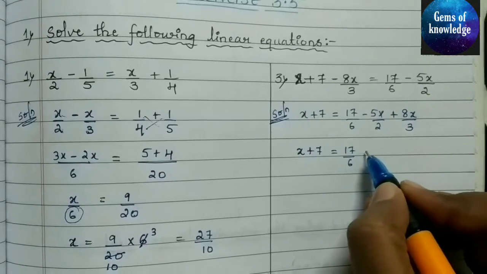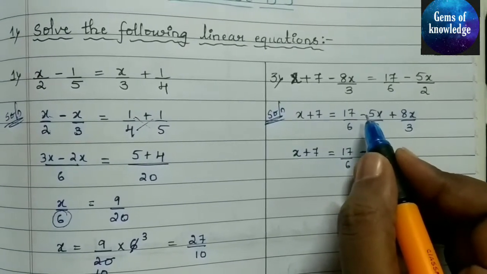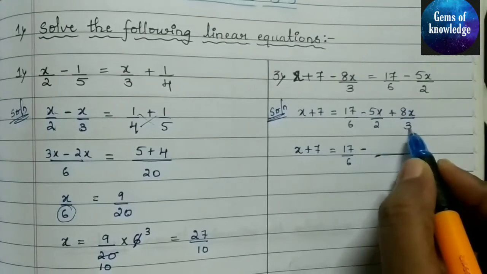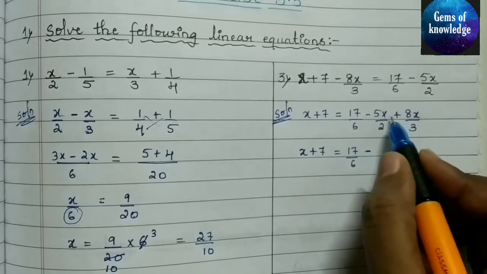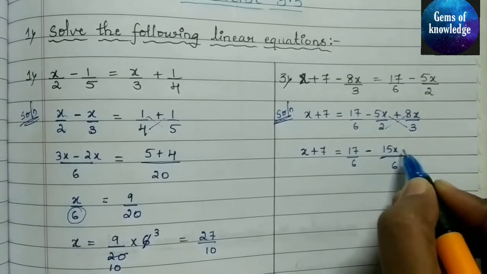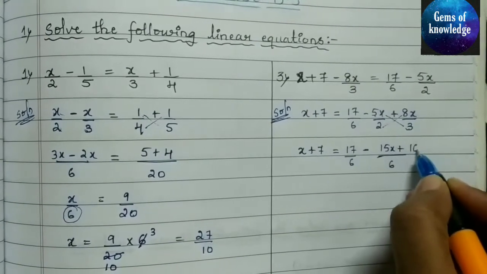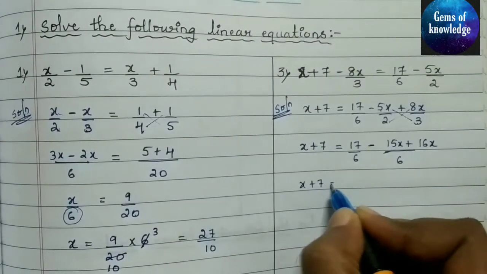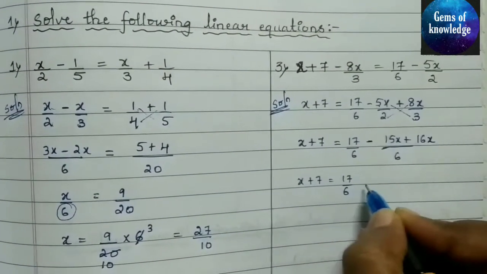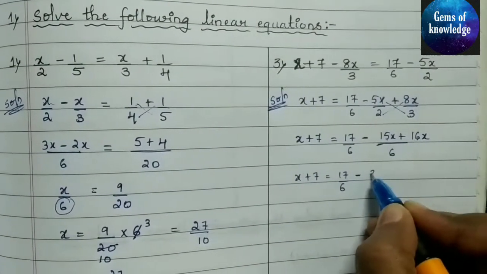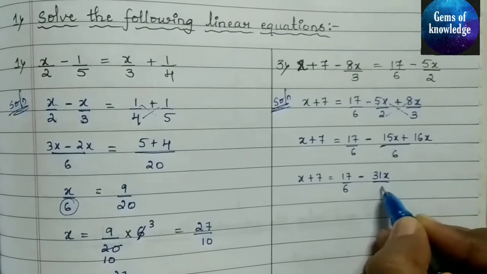Okay. So here minus will be as it is. Let us keep this minus as it is. So here it will become 2 3s are 6, and let us cross multiply. 5 3s are 15x plus 8 2s are 16x. Okay. So here we will get x plus 7 is equal to 17 by 6. Minus will be as it is. So 15 plus 16, that is 31x by 6.